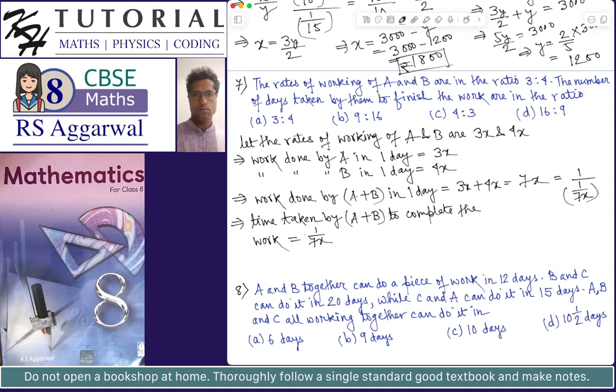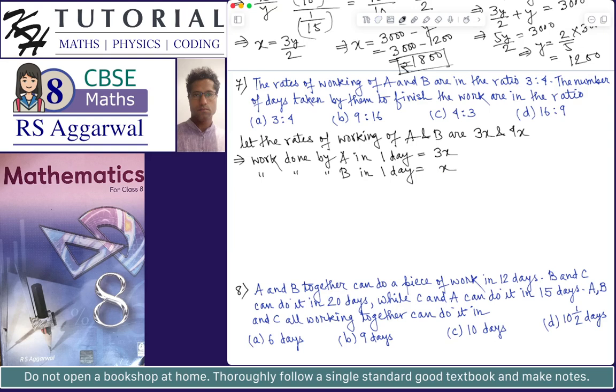Oh, sorry. Why am I doing the work done by A plus B in one day? The question is not at all about when they are working together. Sorry, I should have read the question properly. This is not required. The problem is asking the number of days taken by them to finish the work are in the ratio.